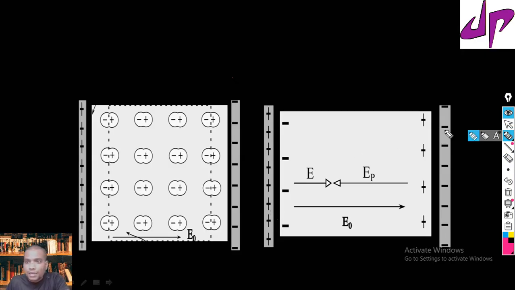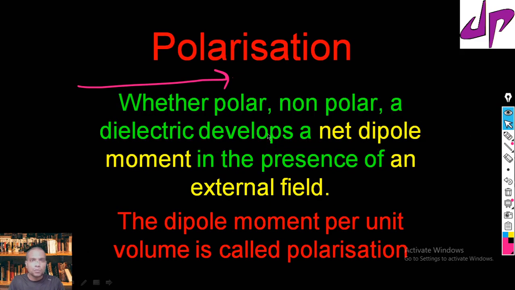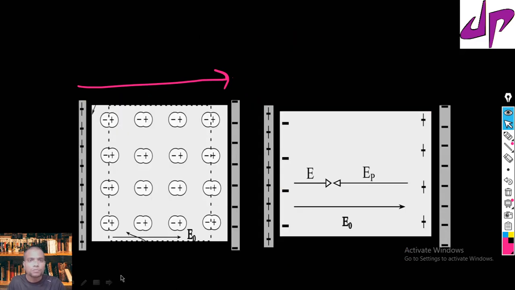Let's observe this diagram here. Suppose I kept a polar molecule or non-polar molecule within the electric field. This is my external electric field direction. In this case, you need to observe in 3 dimensions. On the screen we can see only 2 dimensions, but you can observe it in 3 dimensions, because I need to define polarization as the dipole moment per unit volume. So this box you can just imagine as 3-dimensional.